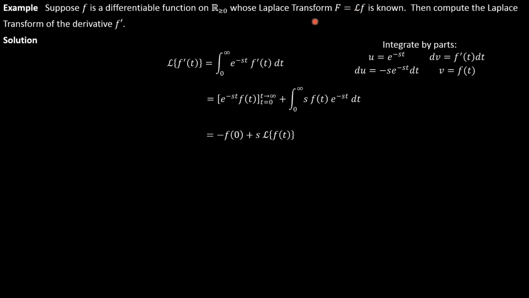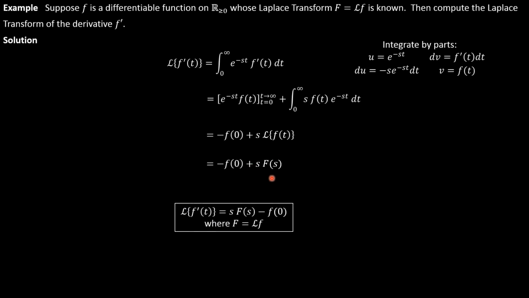So what we've just found is that this gives us minus f of 0, and this integral amounts to s times the Laplace transform of f, which I've written here. And there's your formula for the Laplace transform of a derivative. It is equal to s times the Laplace transform of the original function minus the original function evaluated at 0.